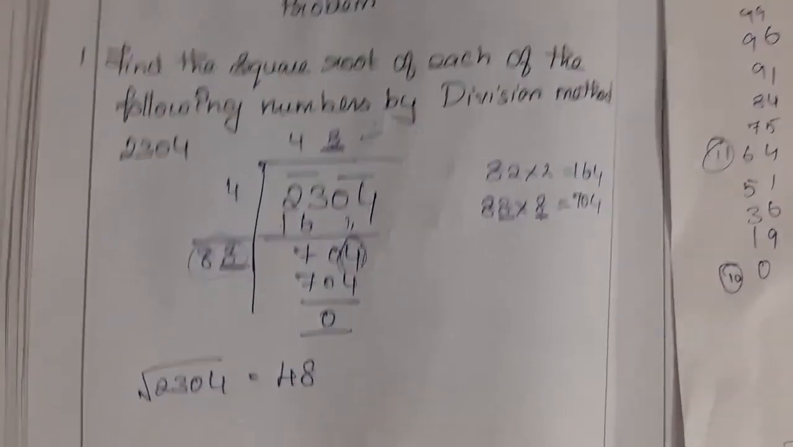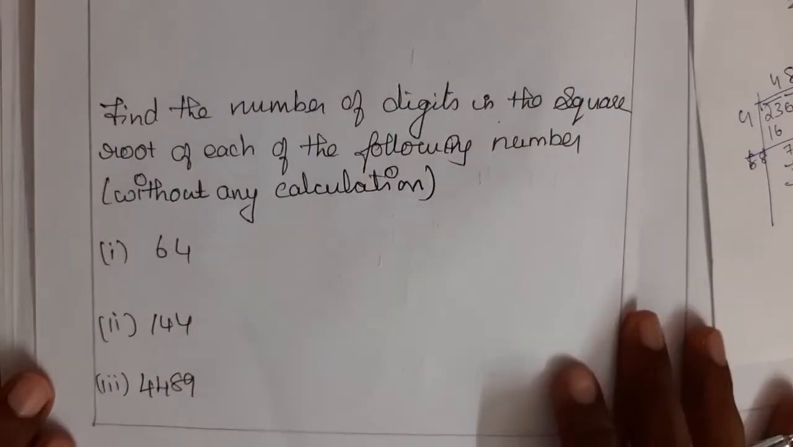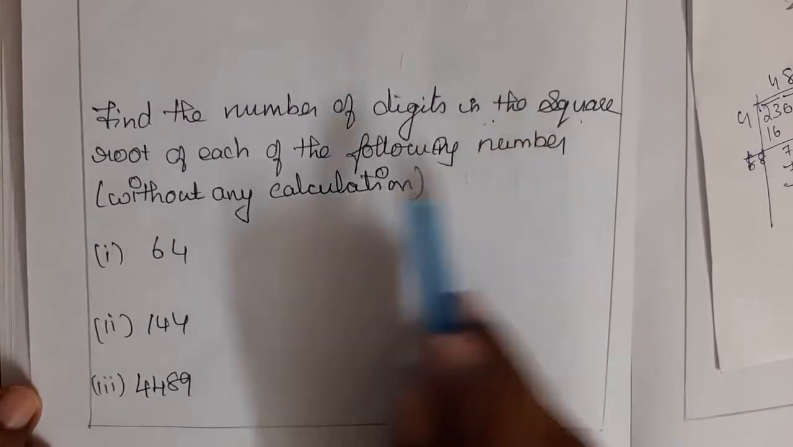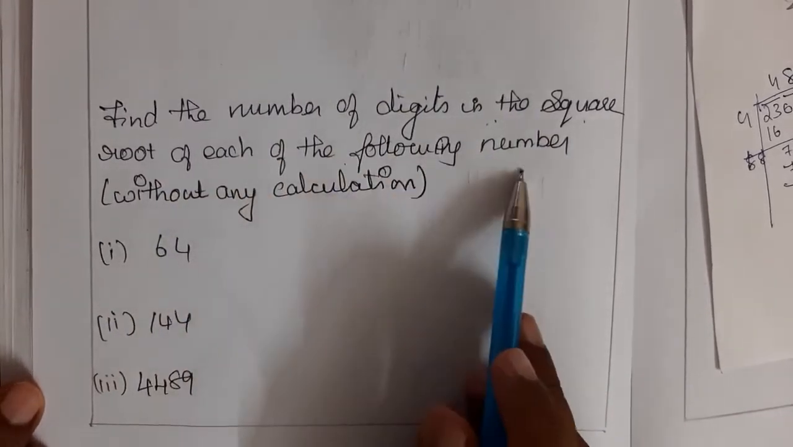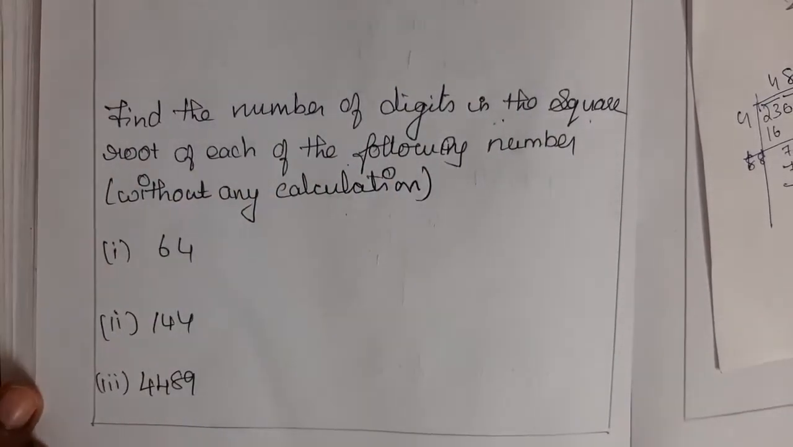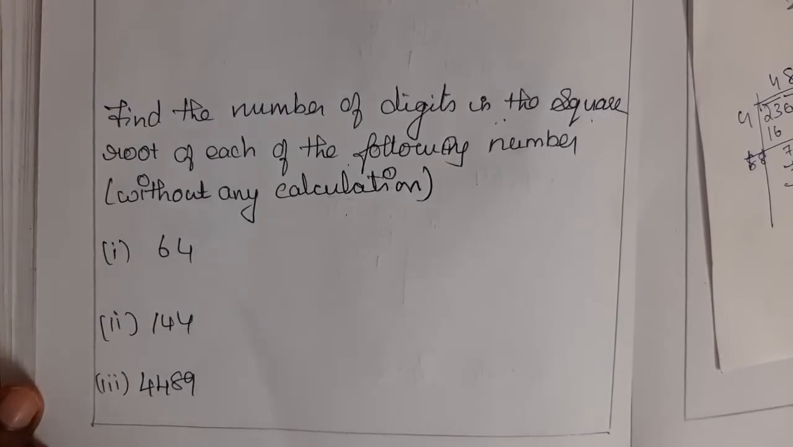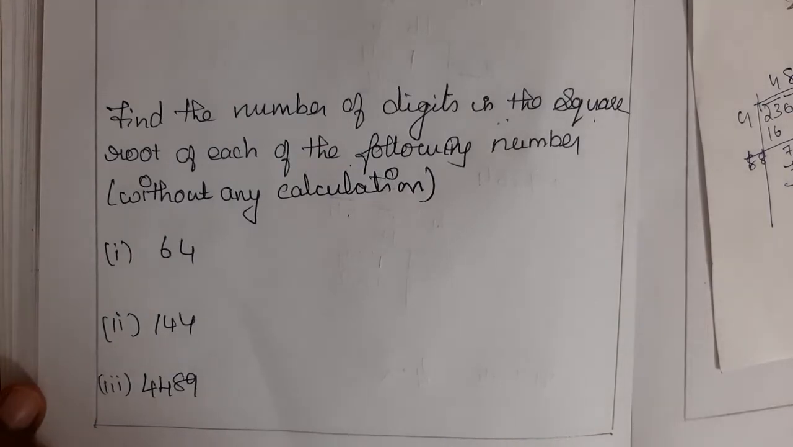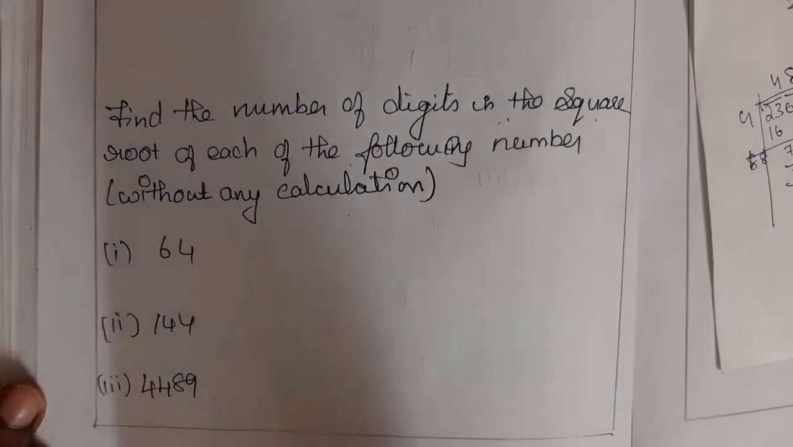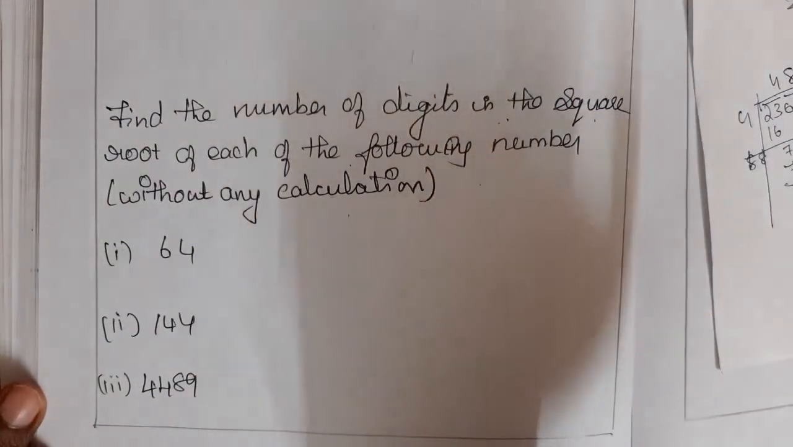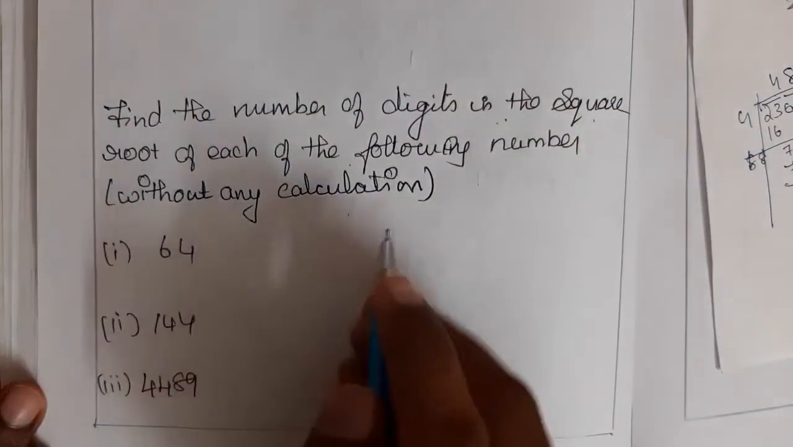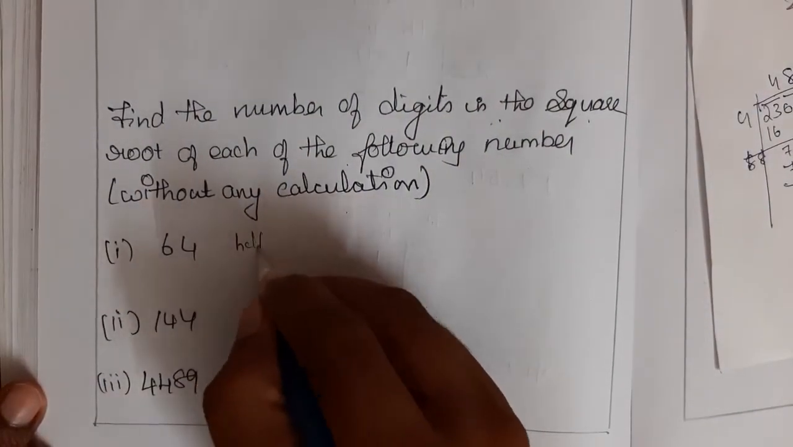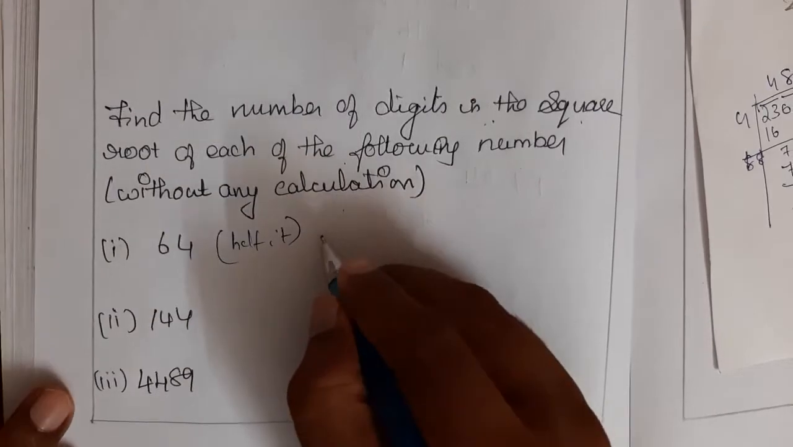Clear? So next problem: find the number of digits in the square root of each of the following numbers without any calculation. Without any calculation, we know that it will be just half of the digits. Take 64. Without calculation we can say 8 squared is 64. So 64 is a 2-digit number, but its square root is a 1-digit number. Just half of it.